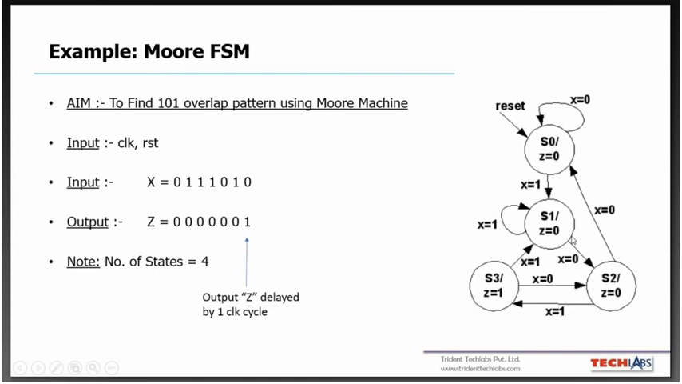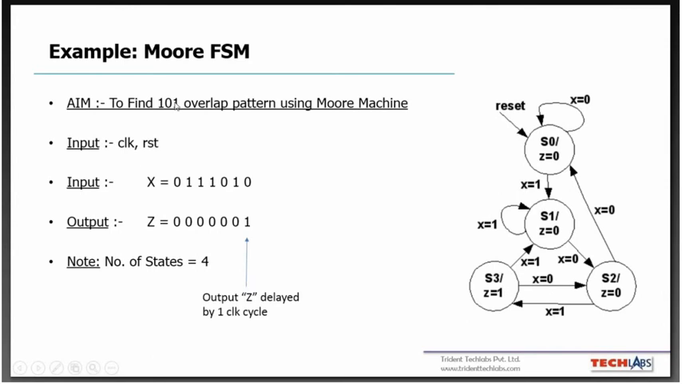Say, for example, after 1 0 you get 1. Then it moves from state 2 to state 3, and Z becomes 1. Z equal to 1 indicates that it has found the pattern 1, 0 and 1. Now, after finding the pattern, does it go back to the original state? No. Why? Because it is an overlap pattern.